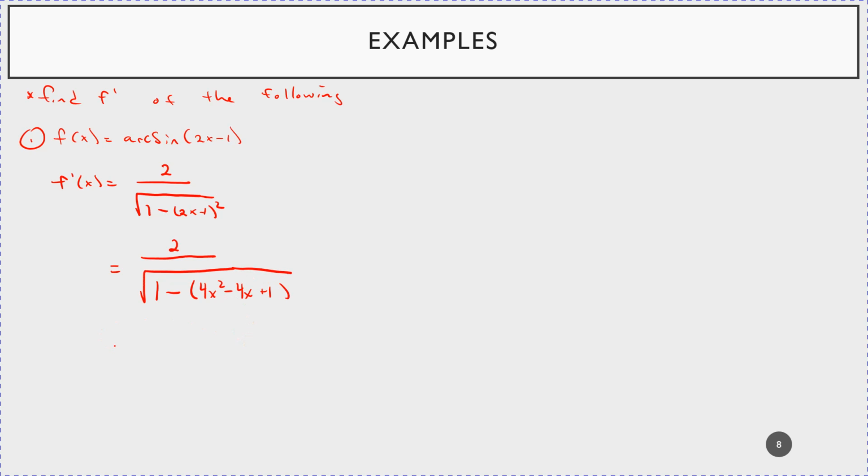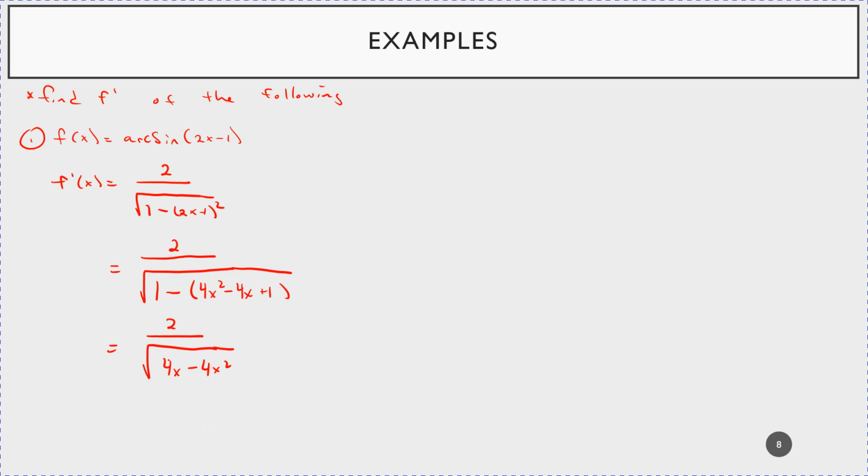So you have to keep going, right? So this ends up being 2 over the square root of 1, and then when you distribute this negative 1, this becomes 1 minus 1, so that's gone. So this becomes minus 4x squared plus 4x. So I'm going to flip those around. So this becomes 4x minus 4x squared.